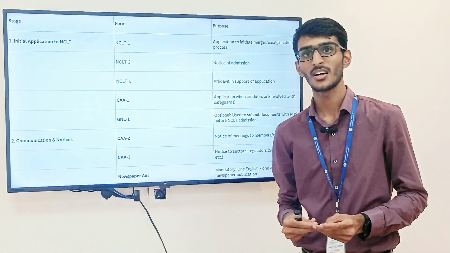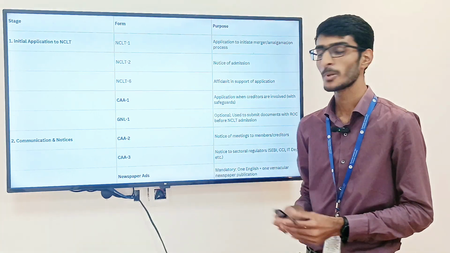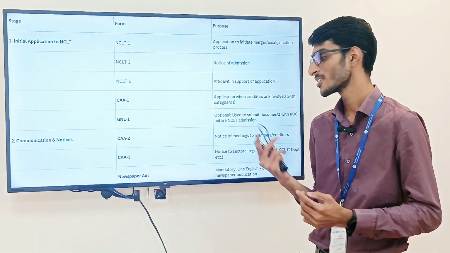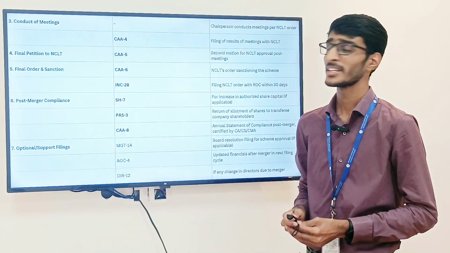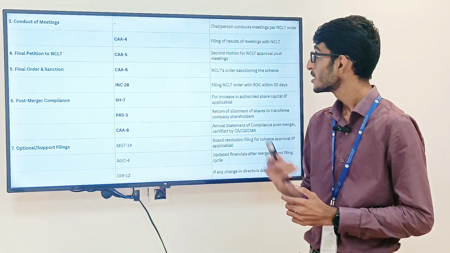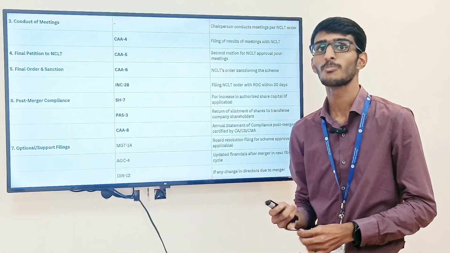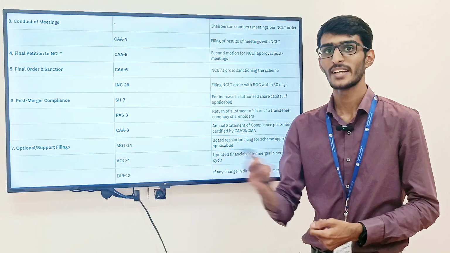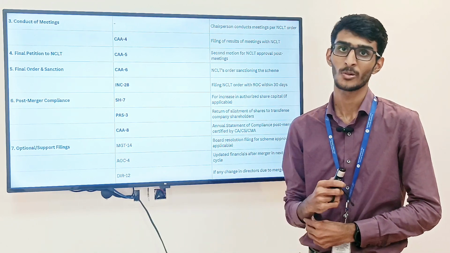And then all these meetings, the dates, the timings, the venues, everything should be published through newspaper, one in the vernacular language and one in English. Then the meeting should be conducted in a formal manner with the chairperson conducting the meetings. Then form CA4 needs to be filed, wherein you will put your meeting results saying to the NCLT that yes, we have complied with the provisions, look into it and give us your approval.